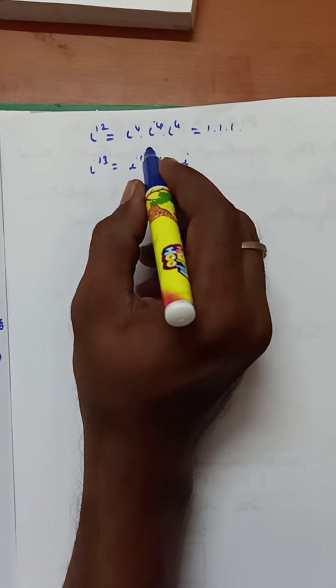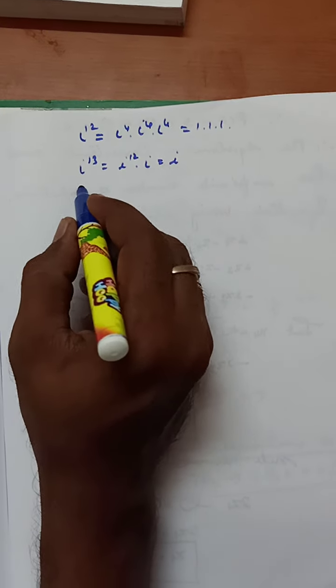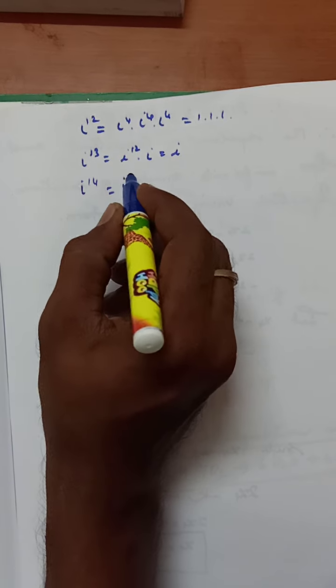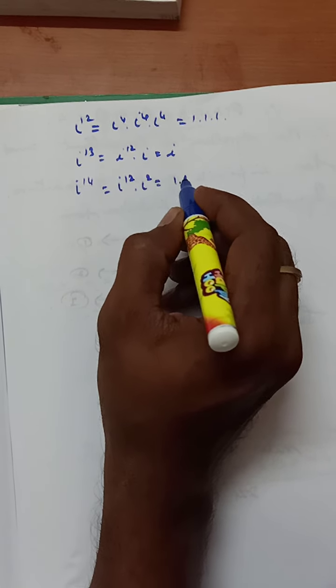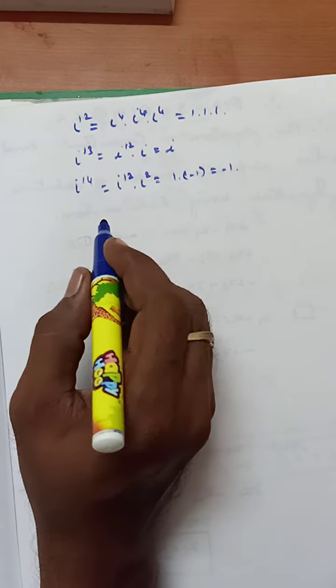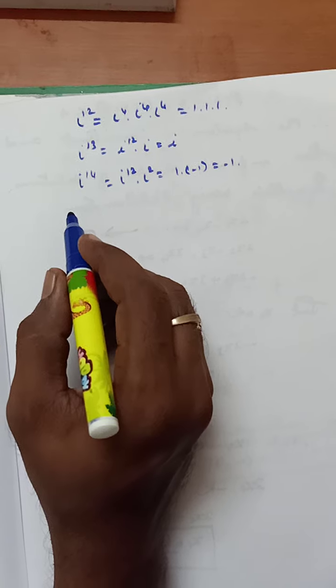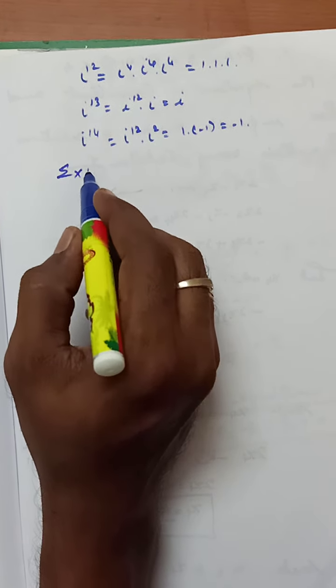So you can cancel the multiple of 4 and write the remaining power. Suppose i¹⁴. It is i¹² into i², it becomes 1 into −1, it becomes −1. Like that you can do any power of i. Now your first exercise is related to this one.